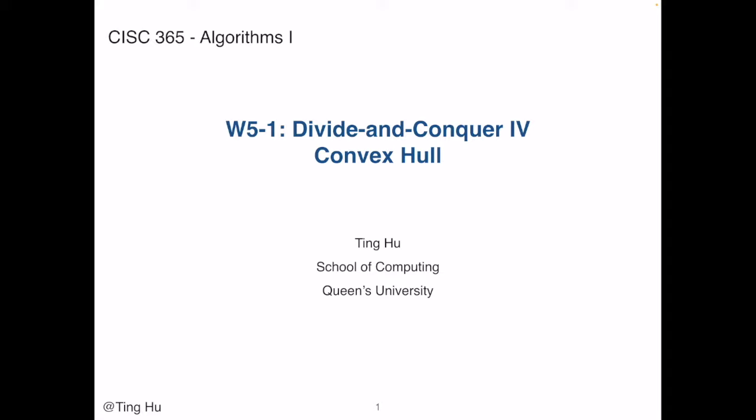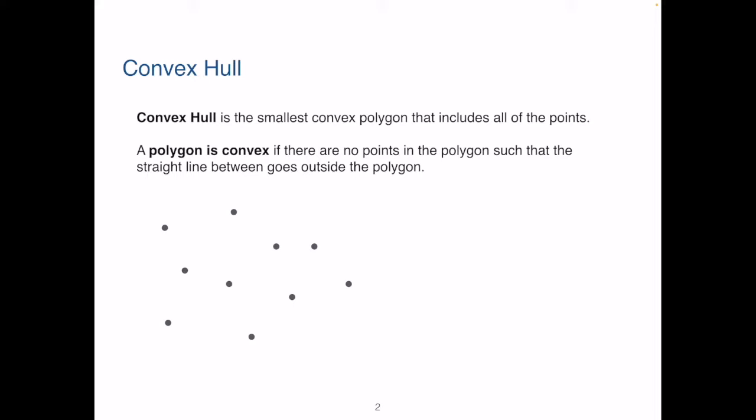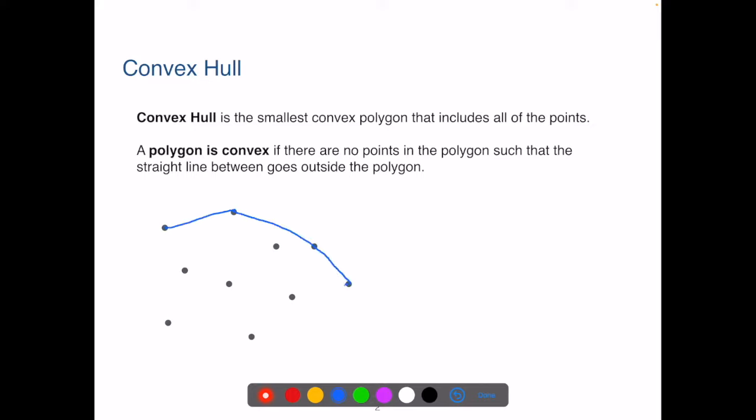In this first lecture, we will discuss another interesting computational geometry problem, the ConvexHull problem. We will learn a very smart design of a divide and conquer algorithm for this problem. What is a ConvexHull? Given a set of points in the plane, the ConvexHull of the points is the smallest convex polygon that includes all of the points. For instance, for this example graph here, its ConvexHull is this. So all the points in the set are either on the ConvexHull or in the ConvexHull.